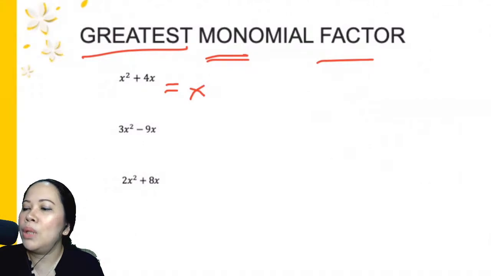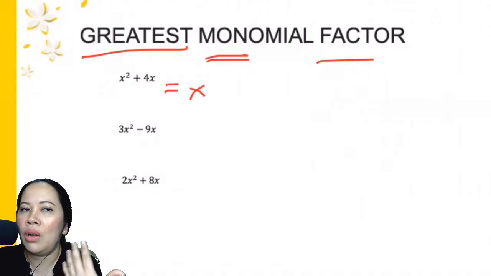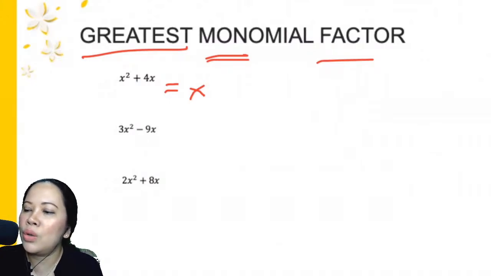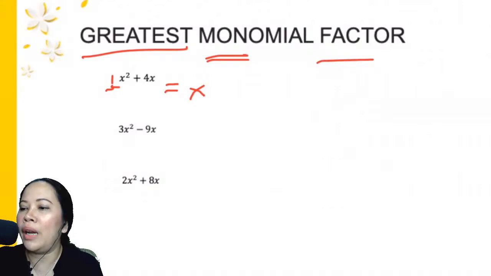Okay? So, between 1 and 4, of course, 1 is the highest. So, there's no other factors of 4. By the way, if there's no number, it's understood to be 1.